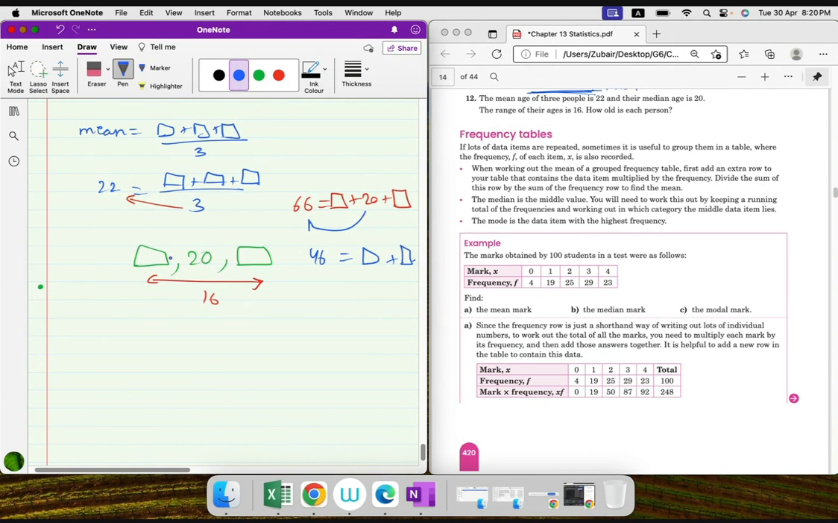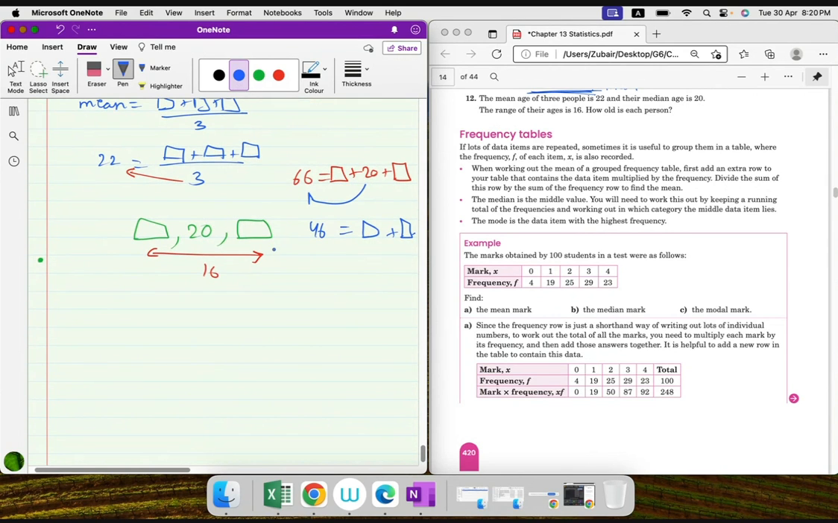In the left hand box, the mean age of three people is 22 and their median age is 20. The range of their ages is 16. We may have different answers. For example, if I say this is 19, so 46 minus 19. I just wrote 19 to make it less than 20. So 46 minus 19, I'm left with 27. 20. Yes, certainly.